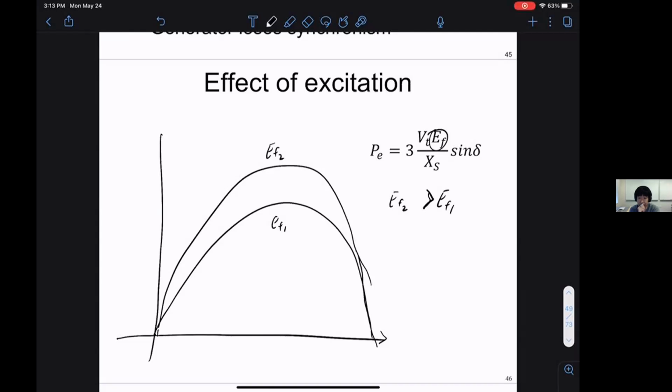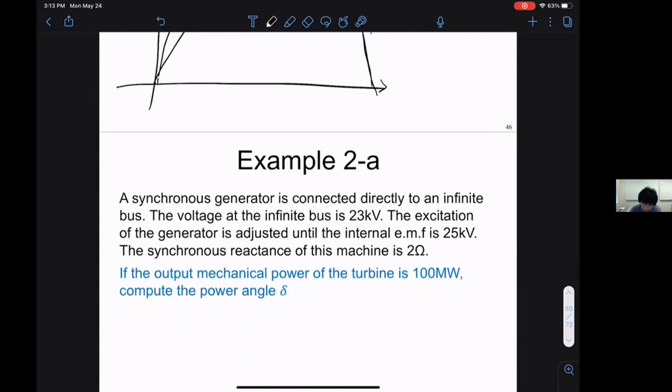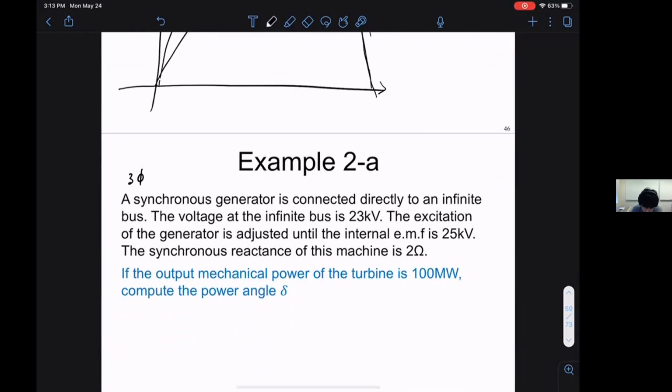All right, so let's do a question here. This question says that we have a 3-phase synchronous generator connected to an infinite bus. You know the voltage at the infinite bus, you know the excitation voltage, and you know the synchronous reactance. If the output power is 100 megawatts, compute the angle delta.